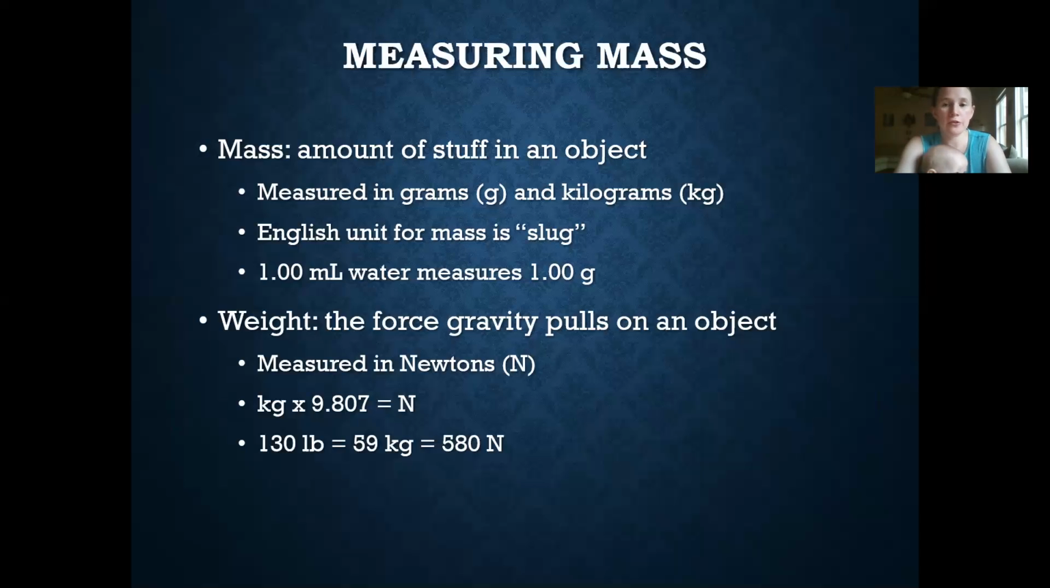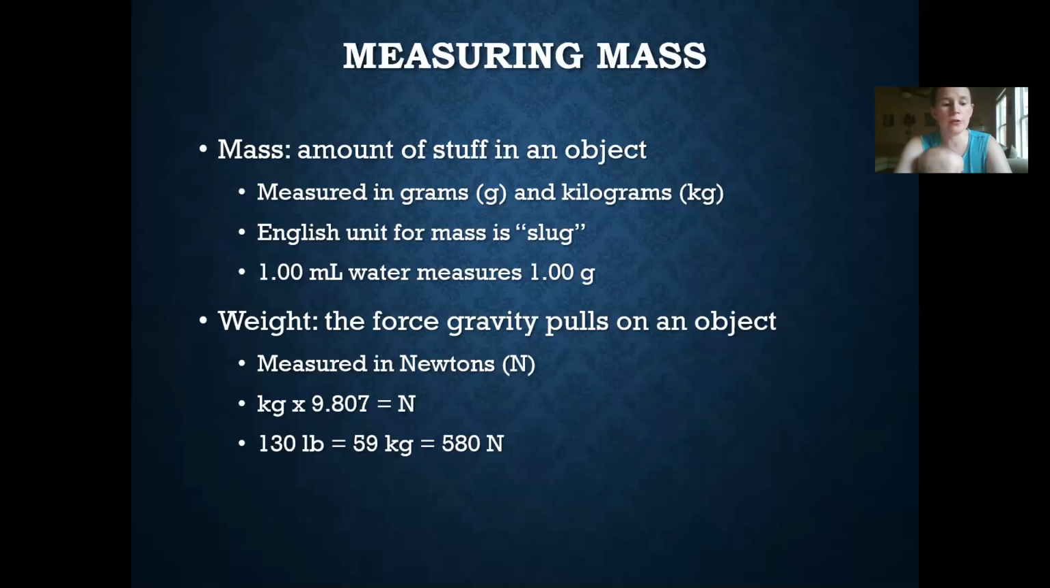Mass is typically measured in grams and kilograms. There's also an English unit for mass called slug, but we won't actually measure anything in slugs in this class. There is a test question that includes slugs, but it tells you exactly how many kilograms are in a slug, so you don't have to memorize anything about slugs for test purposes in this class. All you have to know is how to set up the basic unit conversion calculation that we've been doing a lot of in chapter 1.